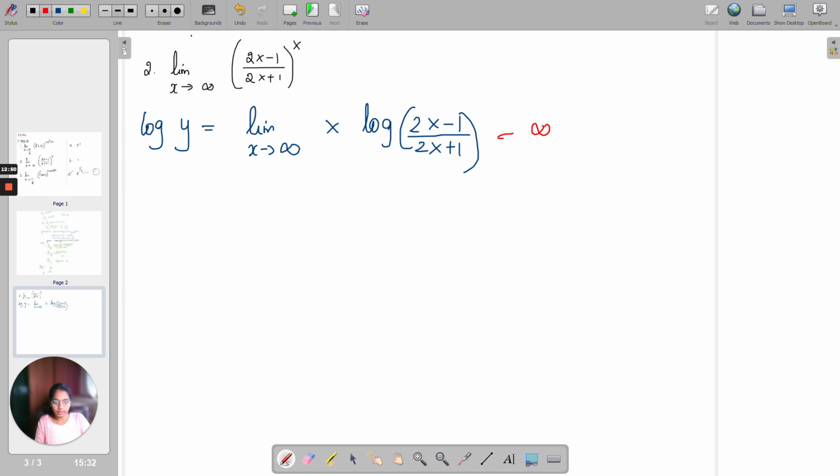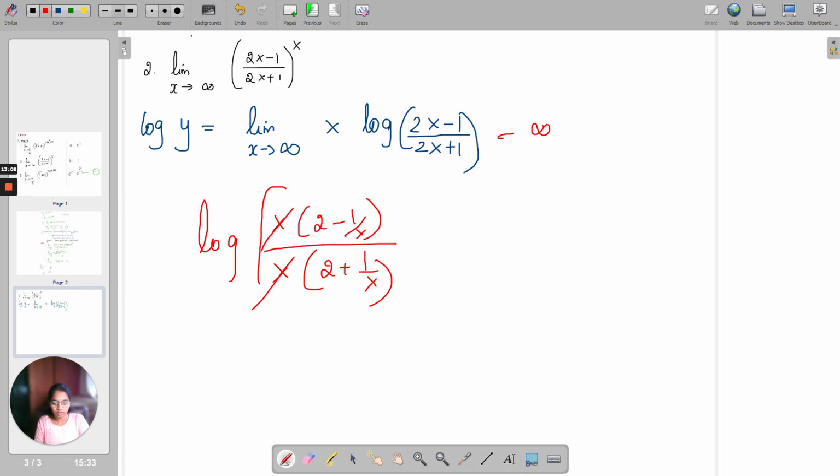Yes. Now to solve this, okay, let me take out x common in the numerator. I would get 2 minus 1 divided by x divided by, again, x common, 2 plus 1 divided by x. X and x get cancelled. Yes, we have a log here. Agree? What would you get if you apply the limits now? You would get log 1. How? 1 divided by infinity is 0, right?